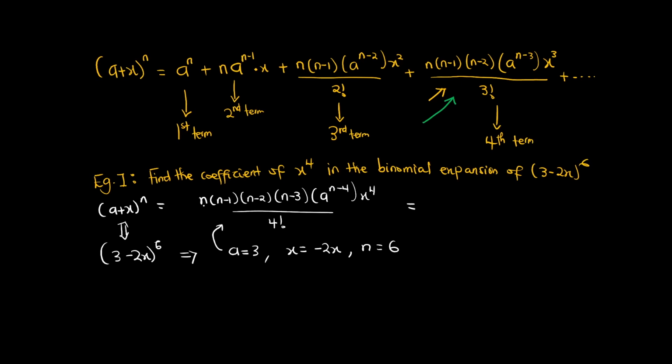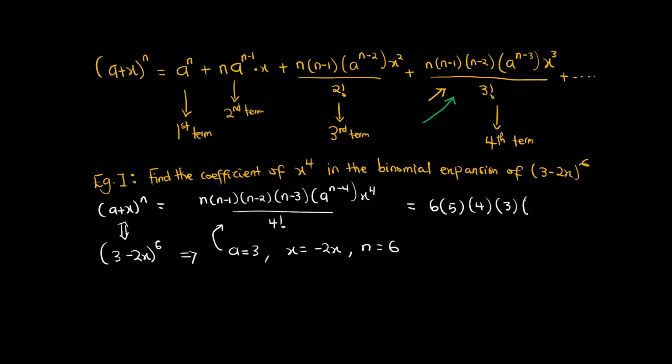I am going to get the first n, which is 6, multiplied by n minus 1, which is 6 minus 1, that will give me 5, multiplied by n minus 2, which is 6 minus 2, that will give me 4, multiplied by n minus 3, which is 6 minus 3, that will give me 3. Okay, then into bracket, my a in this case is 3. Are we okay? The a over here is 3.